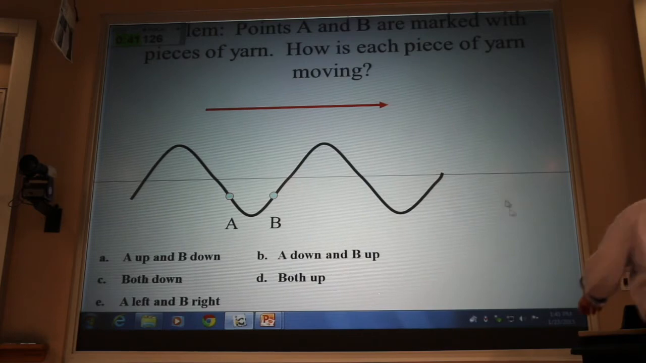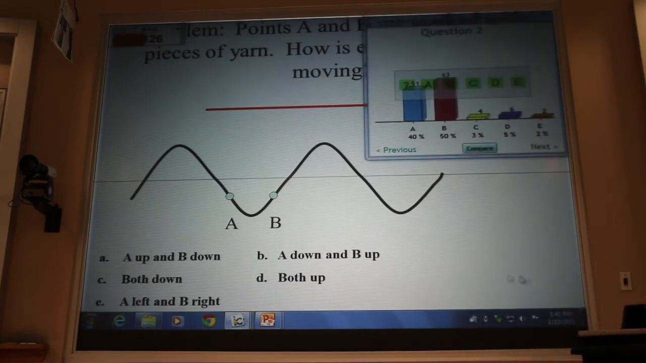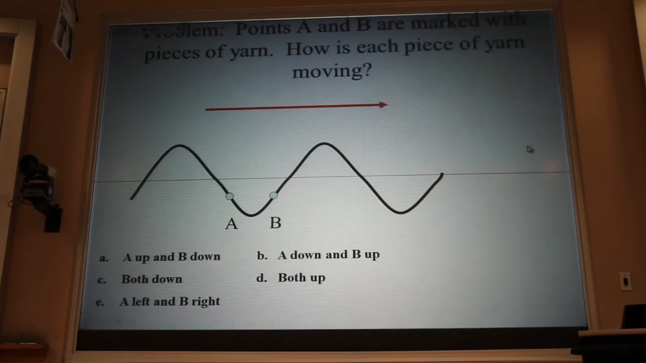Okay, time's up. If this were a democracy, B would be the correct answer. Physics is not a democracy. Okay? Let's solve it.